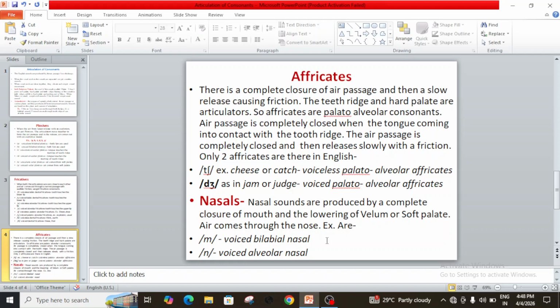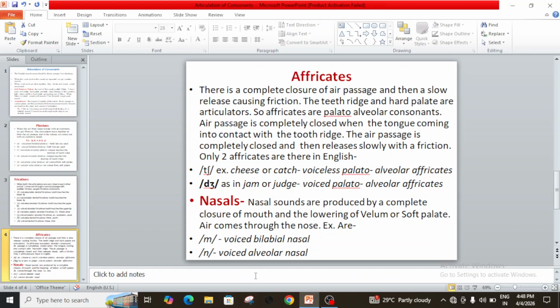For example, M. When we say M, both our lips are closed and air comes out through the nose. M is voiced because the vocal cords are vibrating and both our lips are closed. So there is use of lips and nose. So this is a voiced bilabial nasal sound.